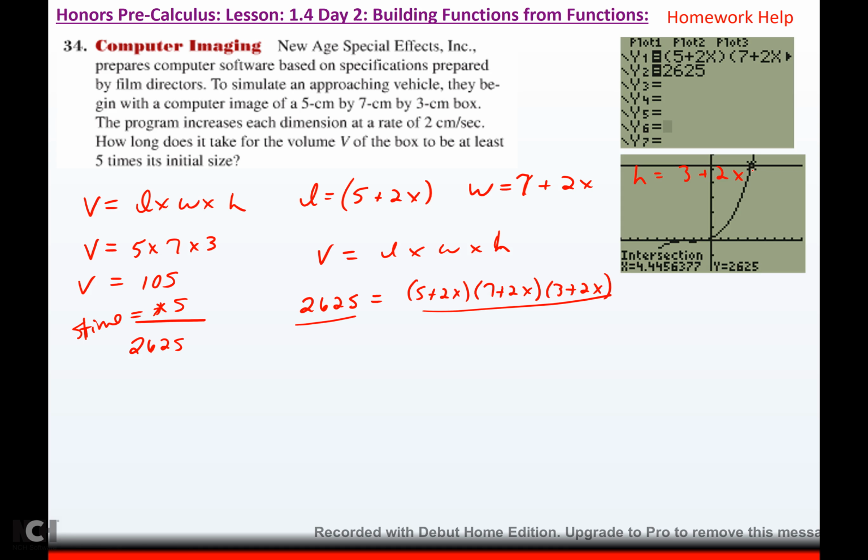and I calculate the intersection, it tells me approximately, oops, guess I should answer the question. It tells me approximately 4.45 seconds that volume will increase to 2625 cubic inches.